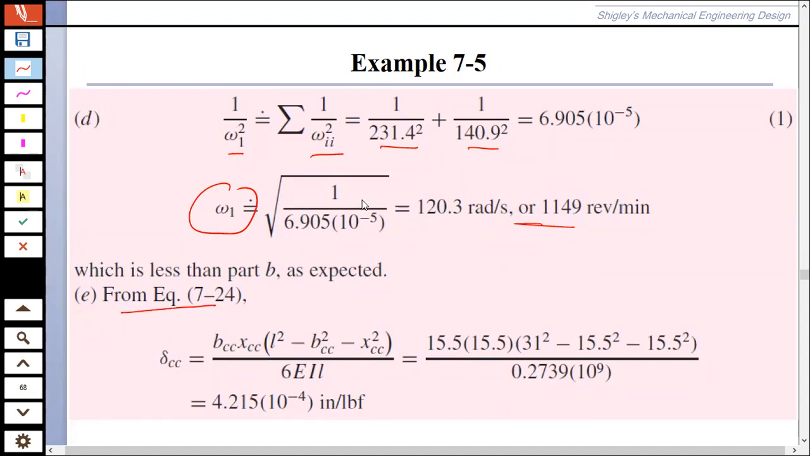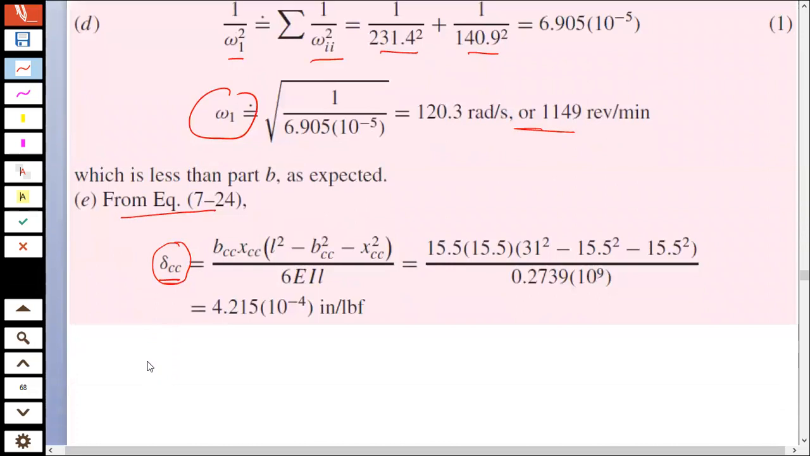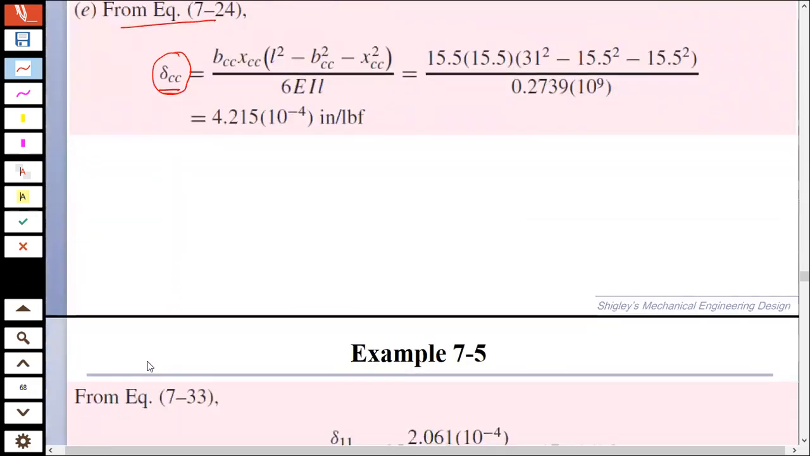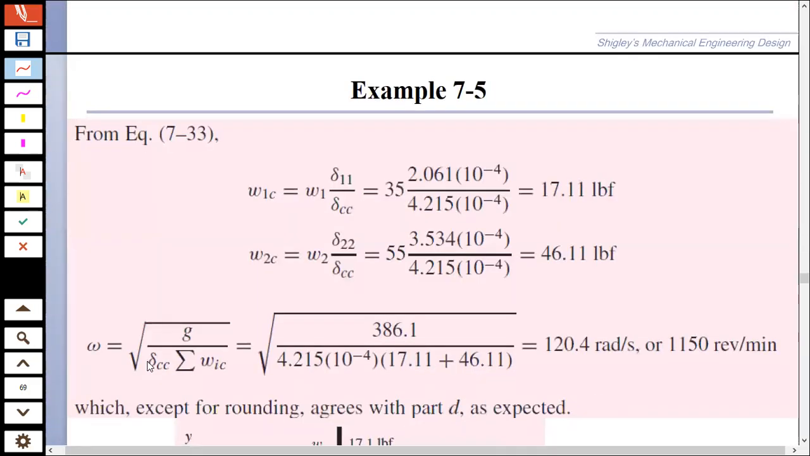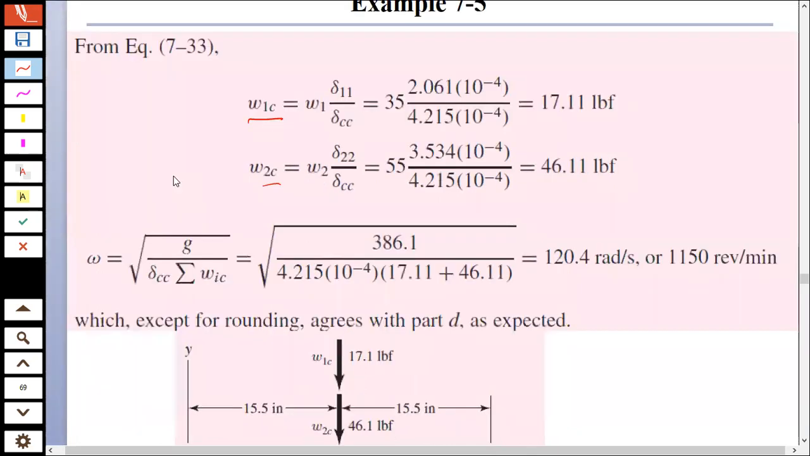From equation 7 dash to 4, you go ahead and find your delta CC, which we were just saying, that you place that at the best location, which is the center. So go ahead and do that. Your delta CC and W1C, W2C, the way we went ahead and found that in the previous part. So you can find your omega from that, which is 120.4 radians per second and 1150 revolutions per minute.